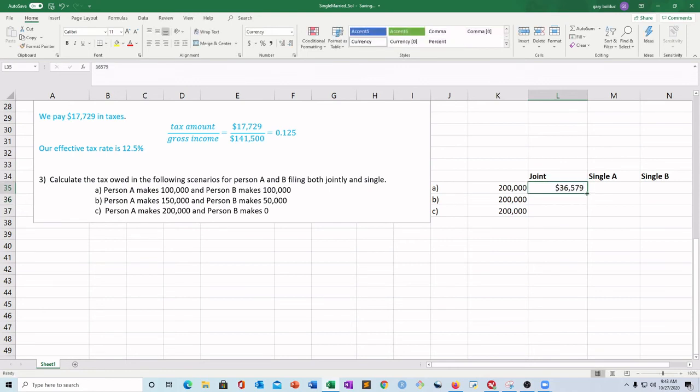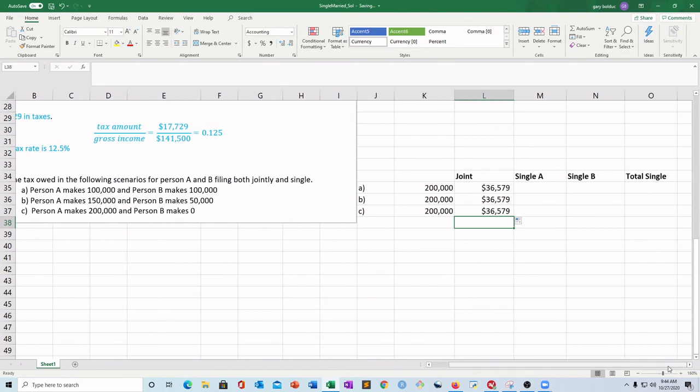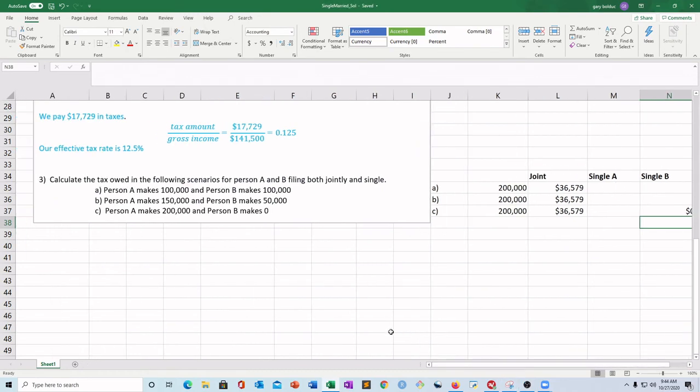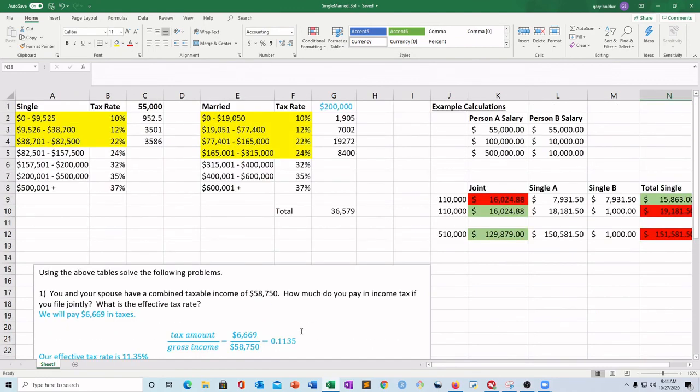36579. This is how much money I pay. And remember, that's the same for all of these because in each scenario here, they combined make the same amount. So I'll fill in another easy one, $0. In this scenario, person B makes nothing, so they get charged nothing. And then we'll do the single for scenario A. So they each make 100,000, so we'll just do 100,000, 100,000.